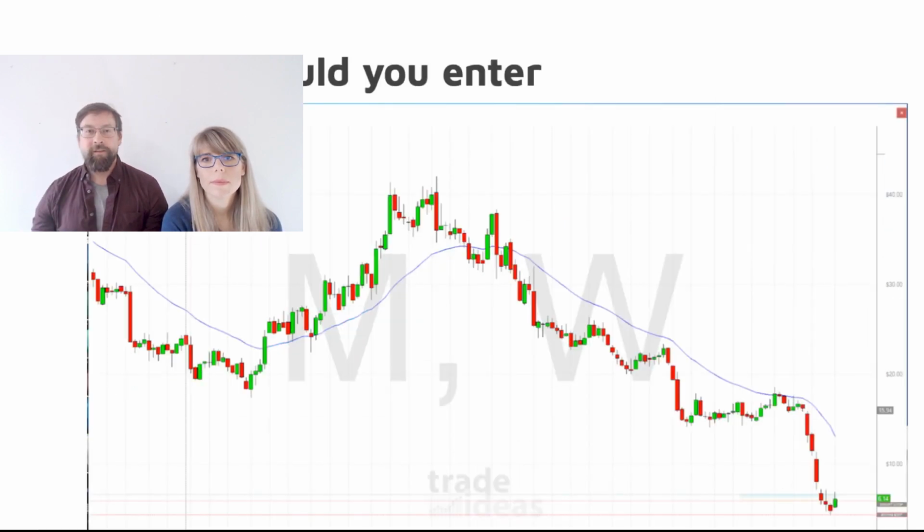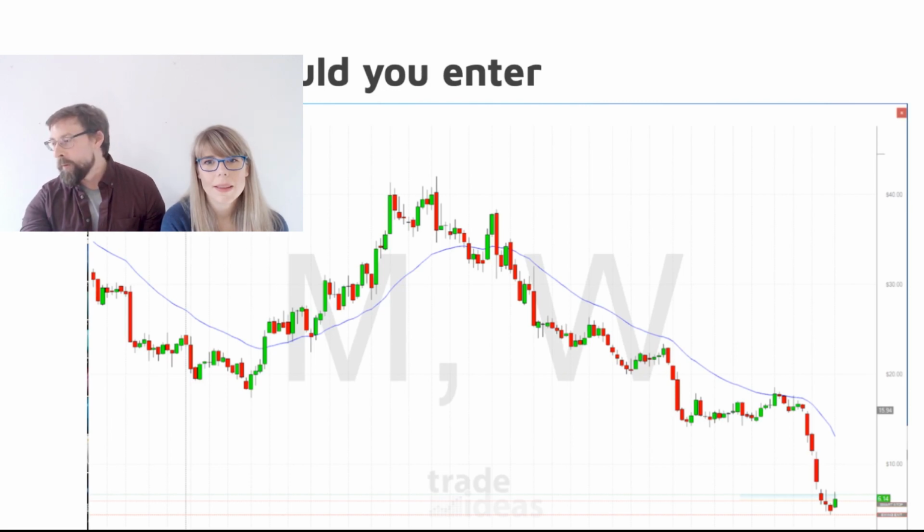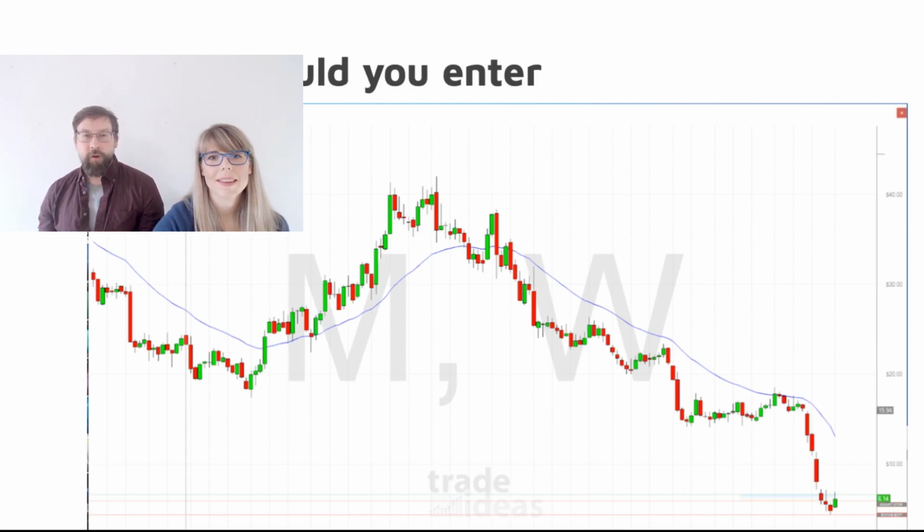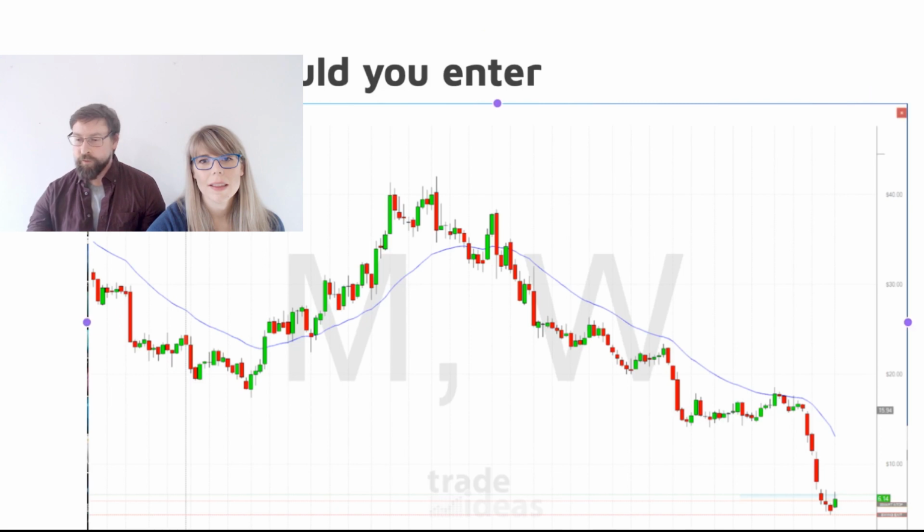Now this is moving average crossover, which we had so much fun with last time. So there are 2 trades, possibly 3, on this chart with a moving average crossover on Macy's here. So point out, I'm going to grab an arrow, where you would enter long and where you would enter short. Do it with your finger.